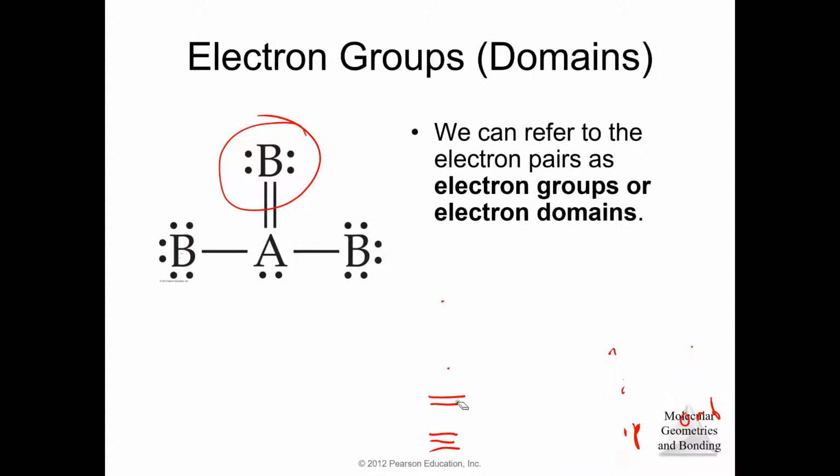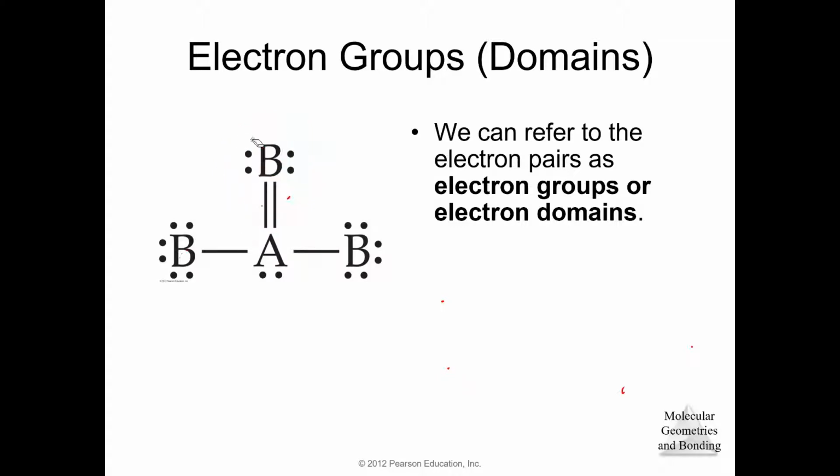Yes. Somebody says 4. Okay. Let's see. This is 1 electron group. This is the second electron group. The whole double bond counts as what? 1 electron group. So that is 3 electron groups.